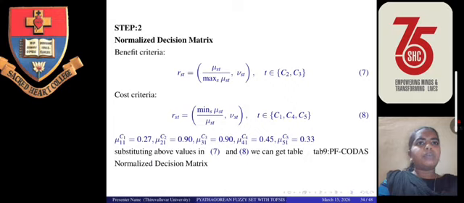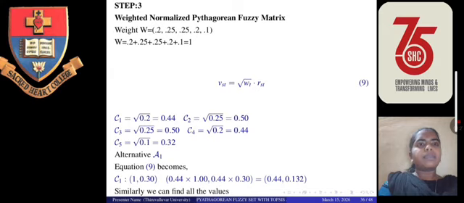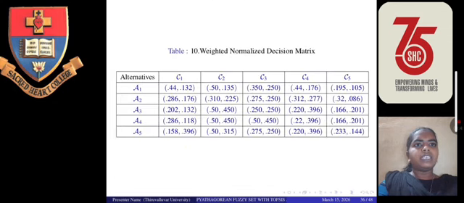Step 2, normalize decision matrix. In equations 7 and 8, substituting table 9, we get the PF CODAS normalized decision matrix. Step 3, weighted normalized Pythagorean fuzzy matrix. Weight W equal to 0.2, 0.25, 0.25, 0.2, 0.1. Using equation 9, we get these values of the weighted normalized decision matrix.